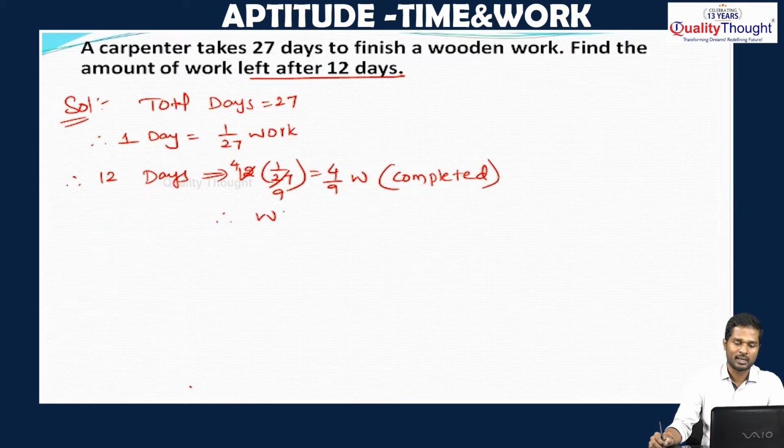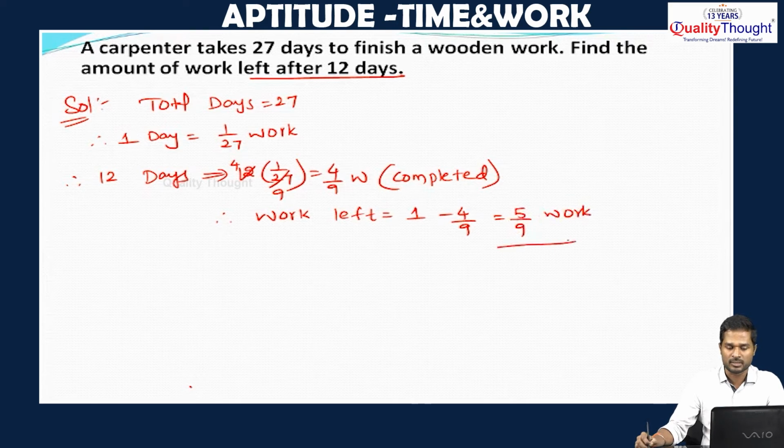Therefore, work left is total work minus completed work. Total work is always 1. In this total work, 4 by 9 of the work is completed. From the total work 1, he completed 4 by 9 of the work. So still 5 by 9 of the work is left.